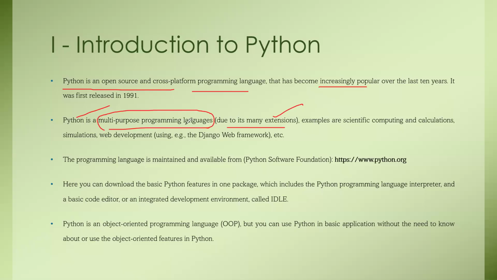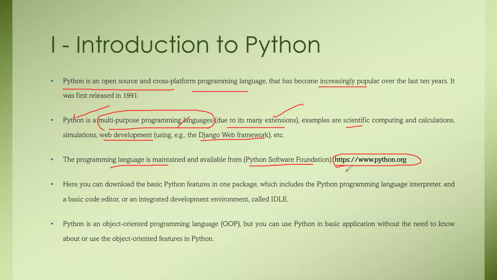On our AWS console, we have created a VM. The same thing you can create using Python scripting. You can create Azure or Google Cloud resources. Everything is possible. And it is also meant for scientific computations and web application development using web application frameworks like Flask or Django. The programming language is maintained and available from the Python Software Foundation. So this is the official page to refer.